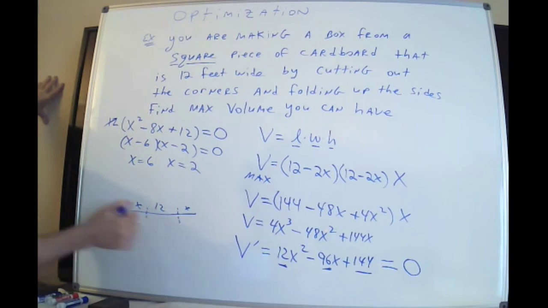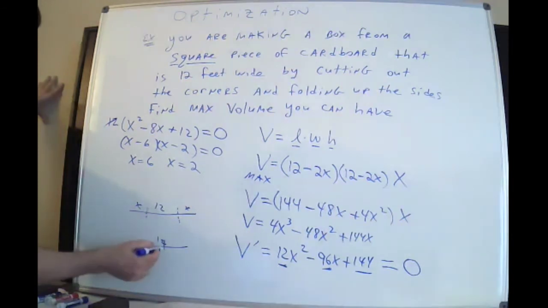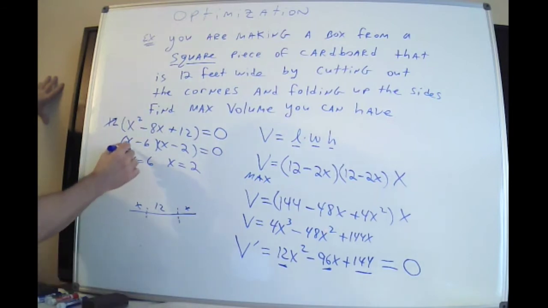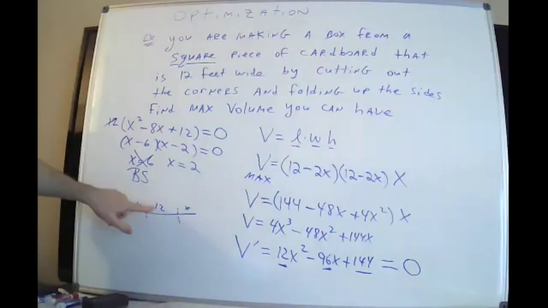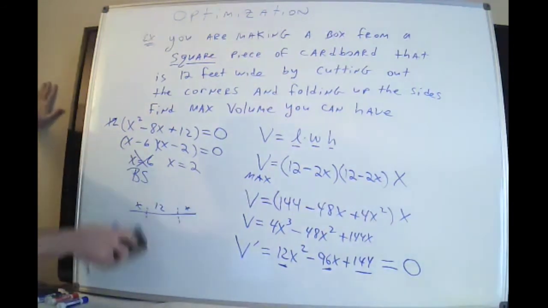I'm going to chop off x. Let's say x was 6. My side is 12. I'm going to chop off 6 here and 6 here. That doesn't leave you anything. This answer doesn't work. This answer is too big. The side is 12. How are you going to cut off 6 from the left and 6 from the right when it's only 12? So this answer doesn't work.